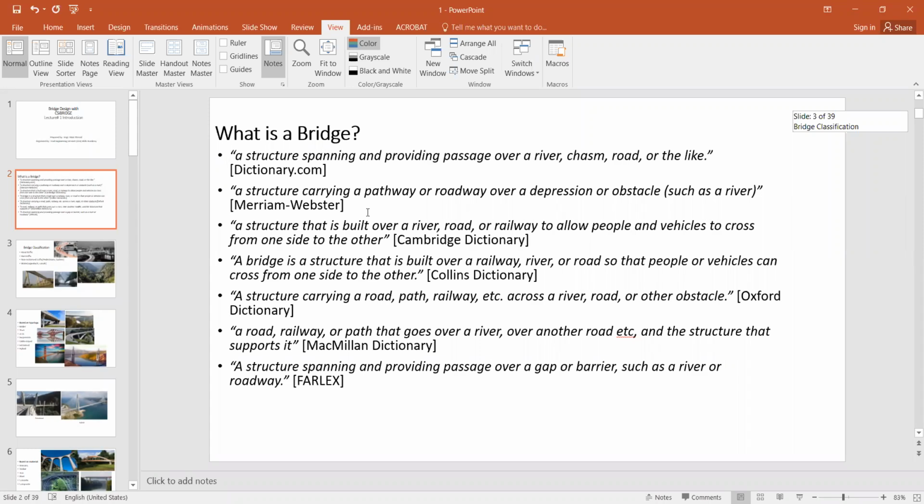A structure carrying a road, path, railway, etc., over a river, road or other obstacle. A road, railway or a path that goes over a river or another road, and the structure that supports it. A structure spanning and providing passage over a gap or a barrier such as a river or roadway. All these are different definitions given in different resources, but none of them is complete in one sense or another. But you also have a prior idea of what a bridge is and how it works.